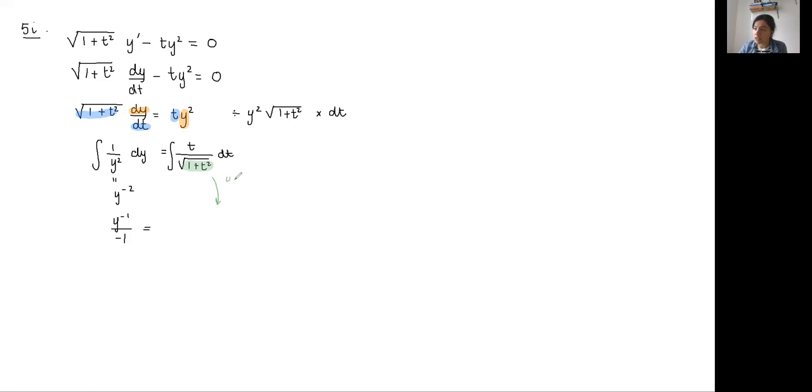So what I'll do here is I'll write u is equal to 1 plus t squared, and du is equal to 2t dt, which means that if I want to replace just t dt, which is what I have here, I'm going to have to multiply by 1/2, which is the same as dividing by 2. So now I can actually do the substitution. I have the integral of t dt becomes du over 2, so I'm going to put a 1/2 over here. And then this is square root of u in the denominator, which is the same as u to the -1/2.